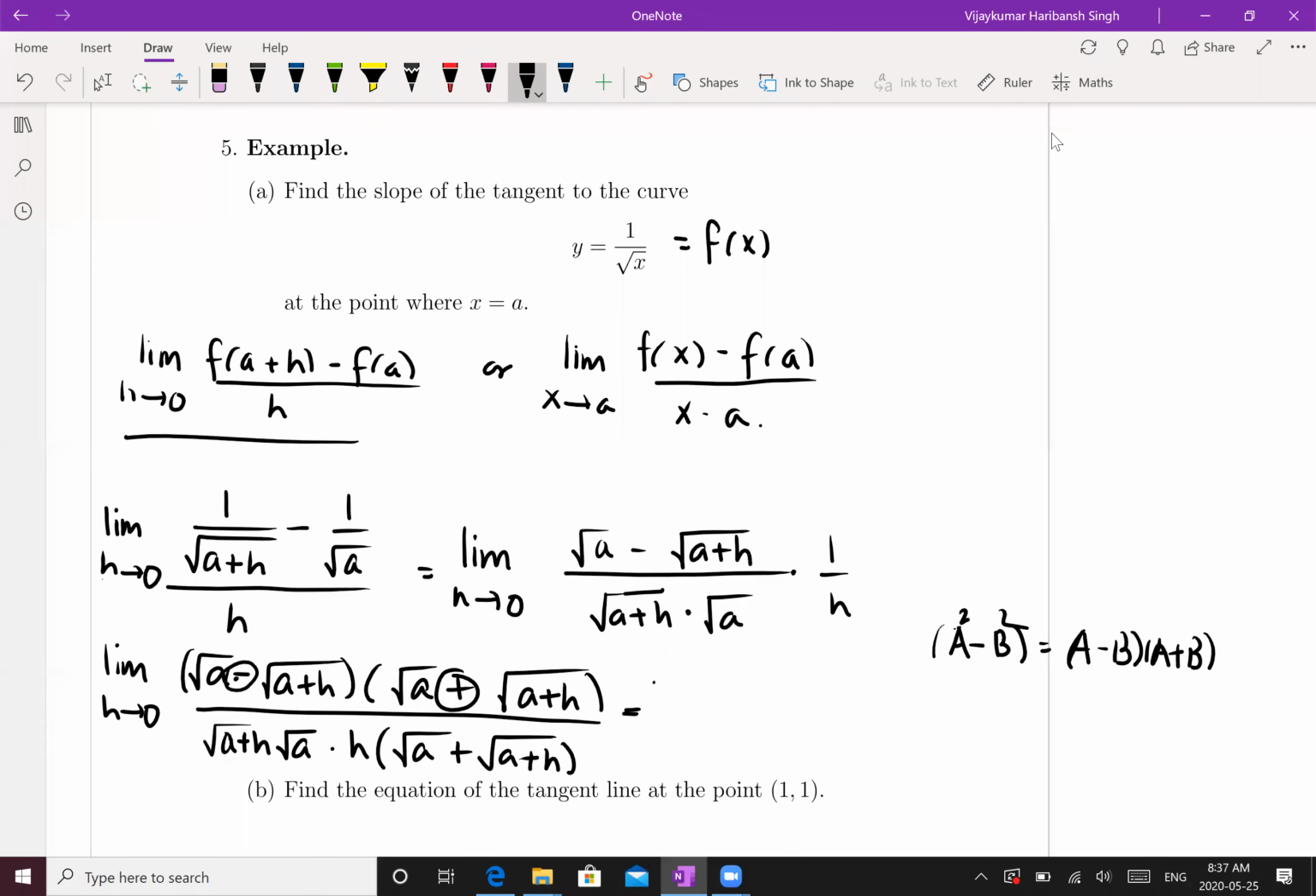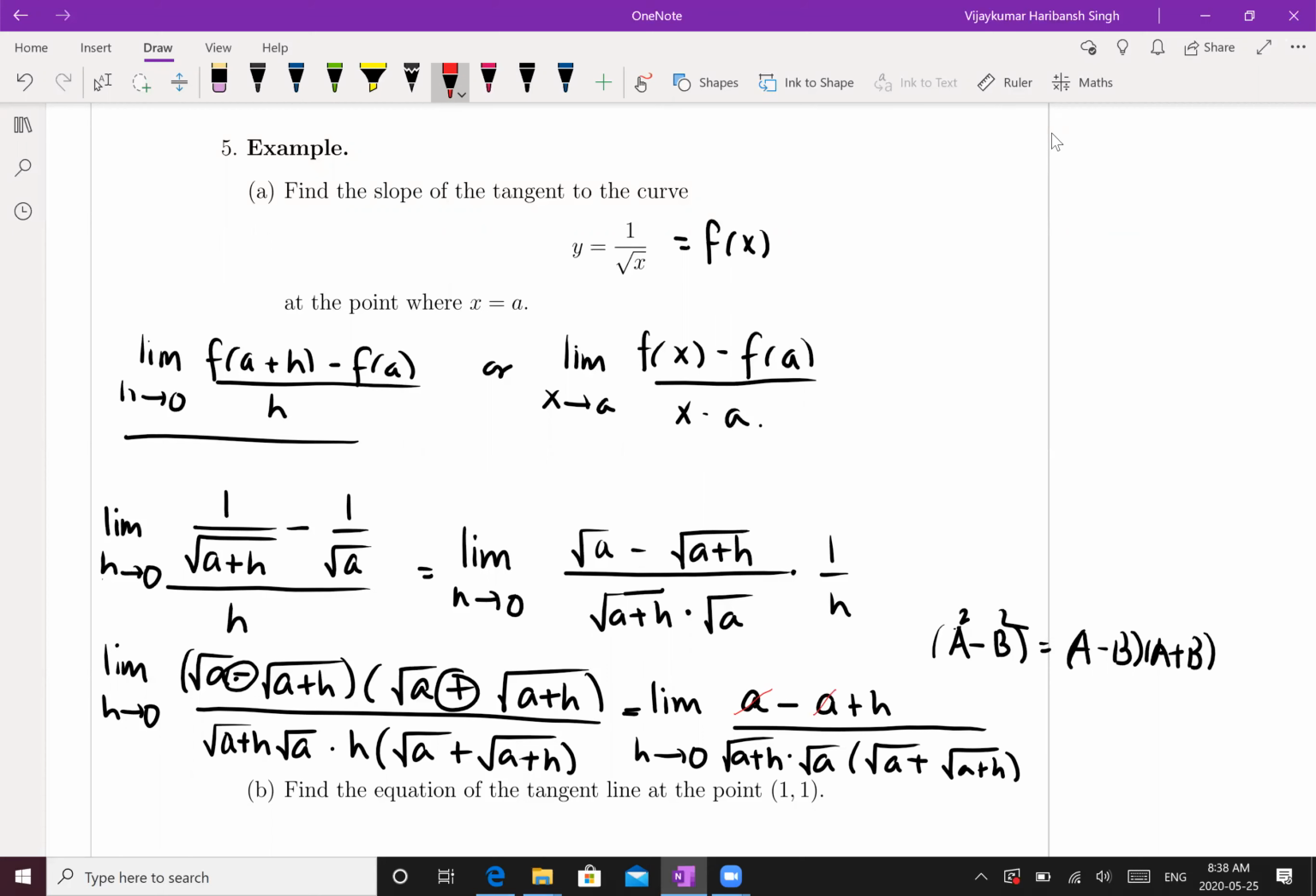So this is going to be limit as h goes to 0. So a square, so square root of a, the whole square is going to be a minus b square, which is going to be this, times square root of a plus h times square root of a times square root of a plus square root of a plus h. Now I can cancel these guys off. This gets cancelled with this guy here.